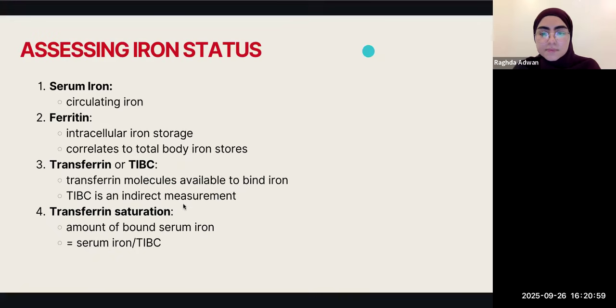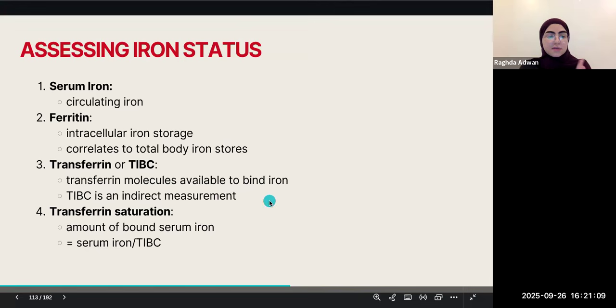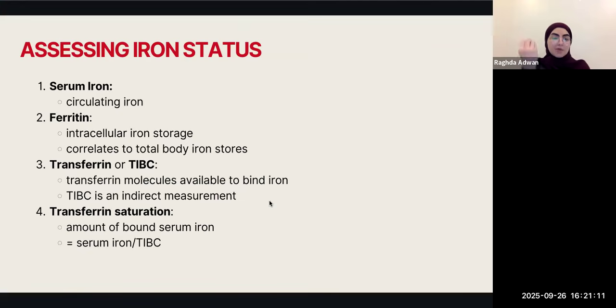Okay. Transferrin saturation, the fourth one. What's the difference between three and four? I'm getting to that. We just talked about transferrin and TIBC. Transferrin saturation is the amount of iron that is bound to the transferrin. Okay? So let's think of it like this. Transferrin is the bus. Transferrin saturation is how much iron is in the bus, how much iron is being carried. Transferrin is just the empty bus. How much availability is there for iron to be carried?